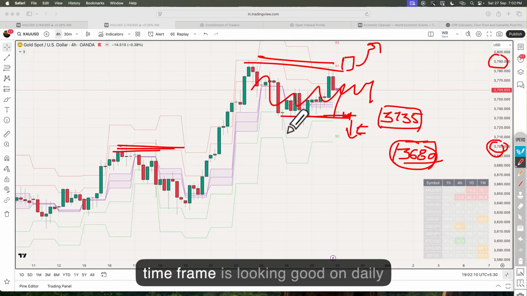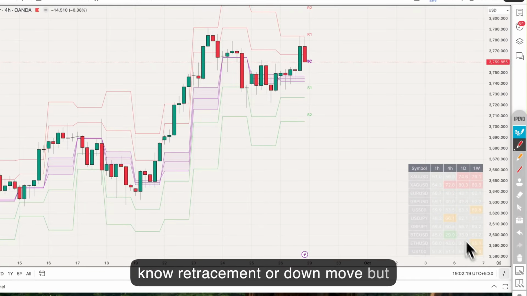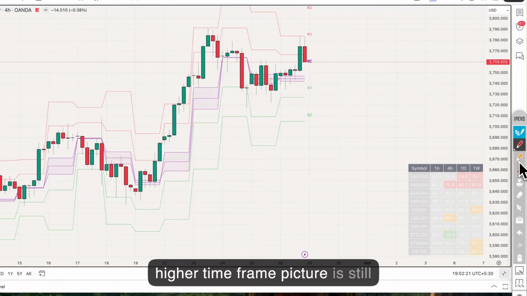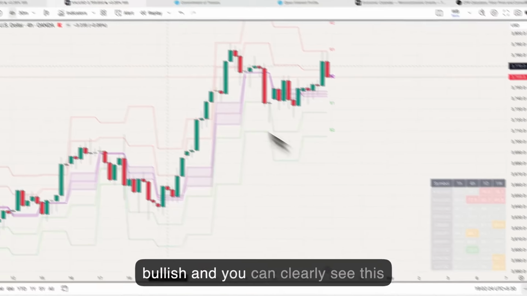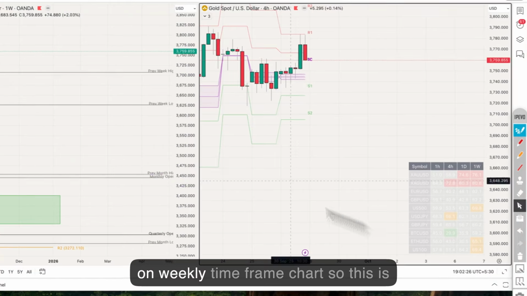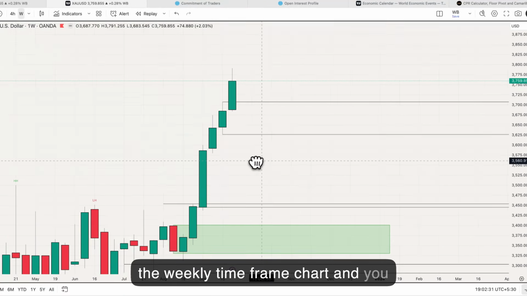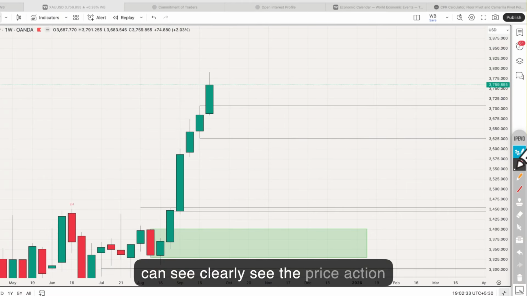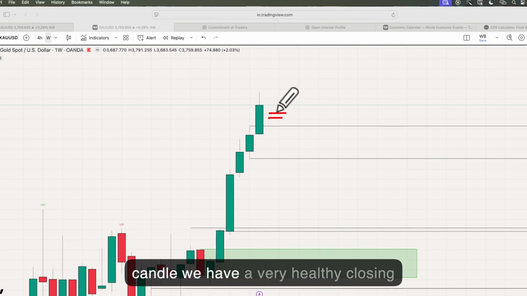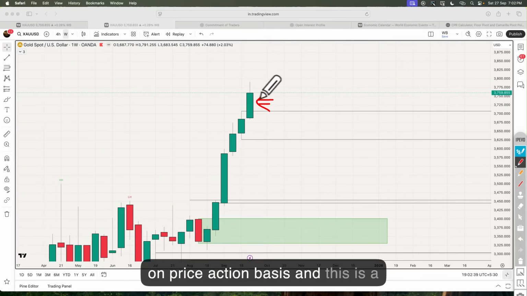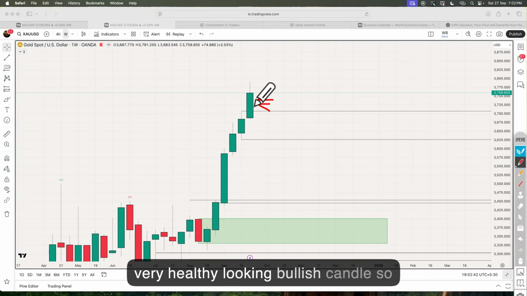So yes, all time frames are looking good. On daily we have some consolidation. On intraday we can expect some retracement or down move, but the higher time frame picture is still bullish, and you can clearly see this on the weekly time frame chart. This is the weekly chart, and you can clearly see the price action candle. We have a very healthy closing, and this is a very healthy looking bullish candle.